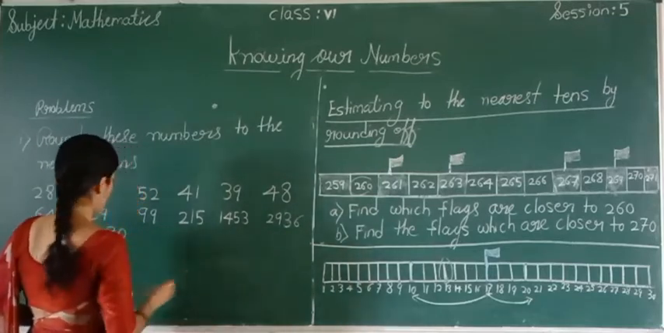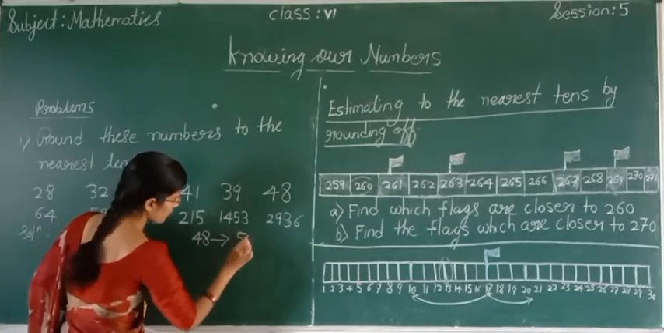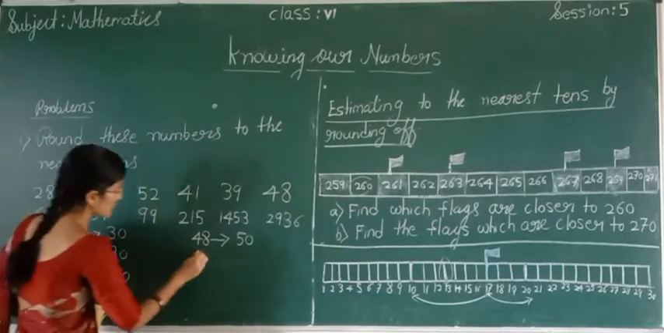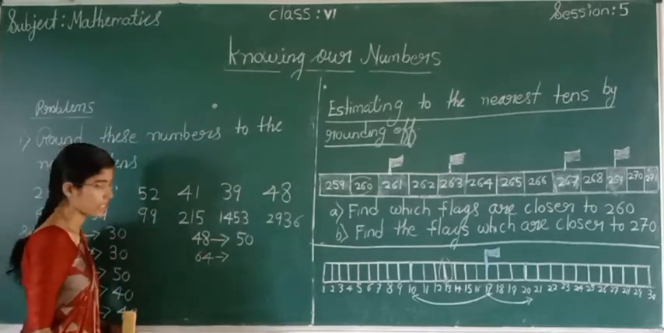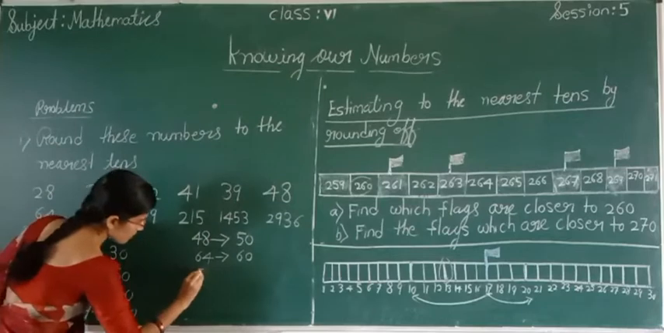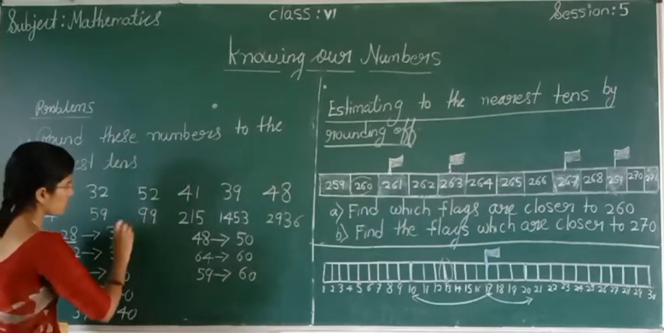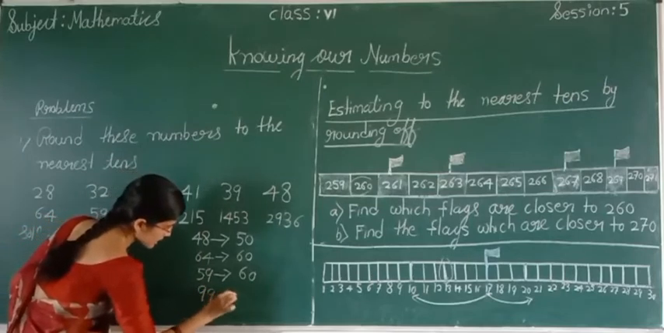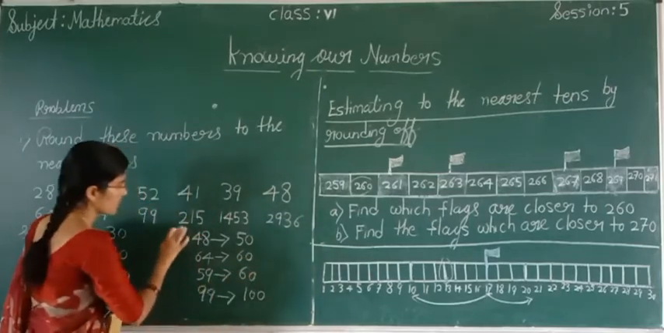48 is nearer to 50. 64 is nearer to what? 64 is nearer to 60. 59 is nearer to 60. What about 99? Is 99 nearer to 90 or 100? It is 100.